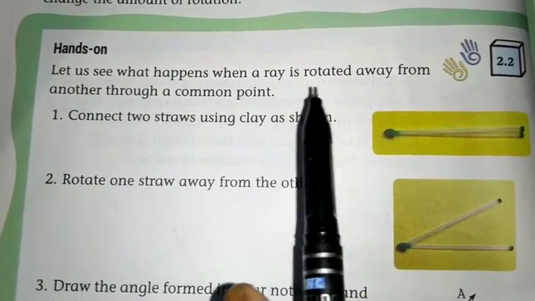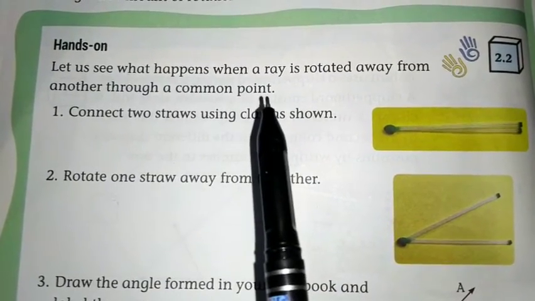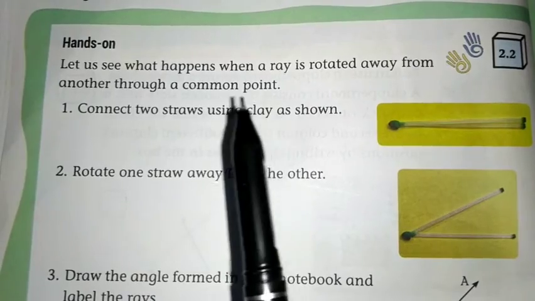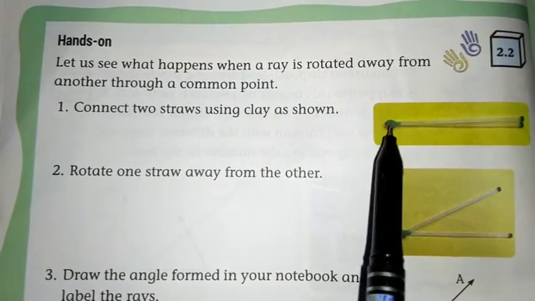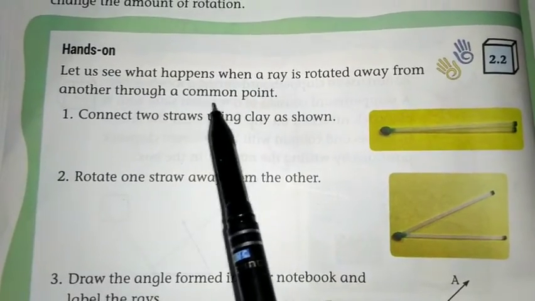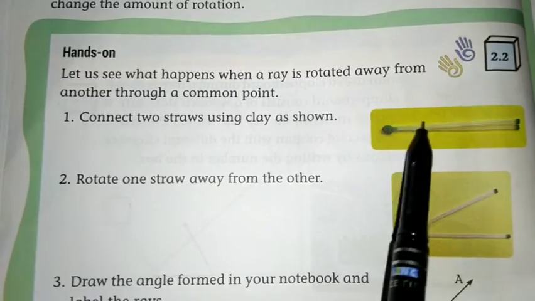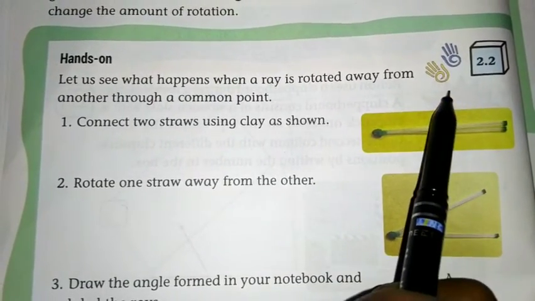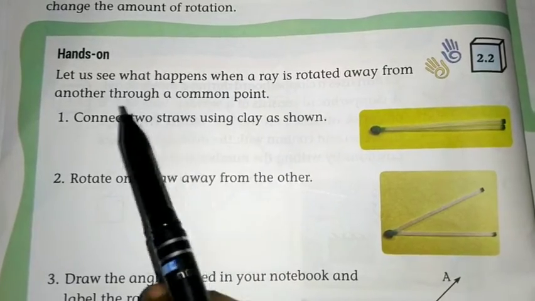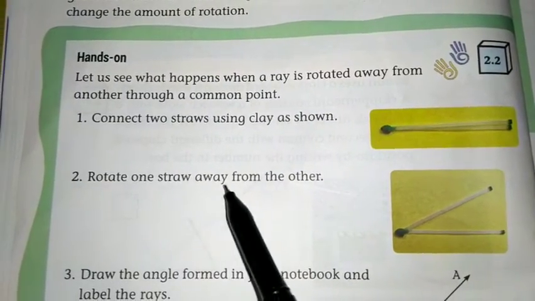Let us see what happens when a ray is rotated away from another through a common point. Look at the first picture. Two straws are connected to each other. Connect two straws using clay as shown. After connecting the two straws at a common point using clay, it is ready to find the angle by rotation. We call the common point a vertex. Look at the second point.